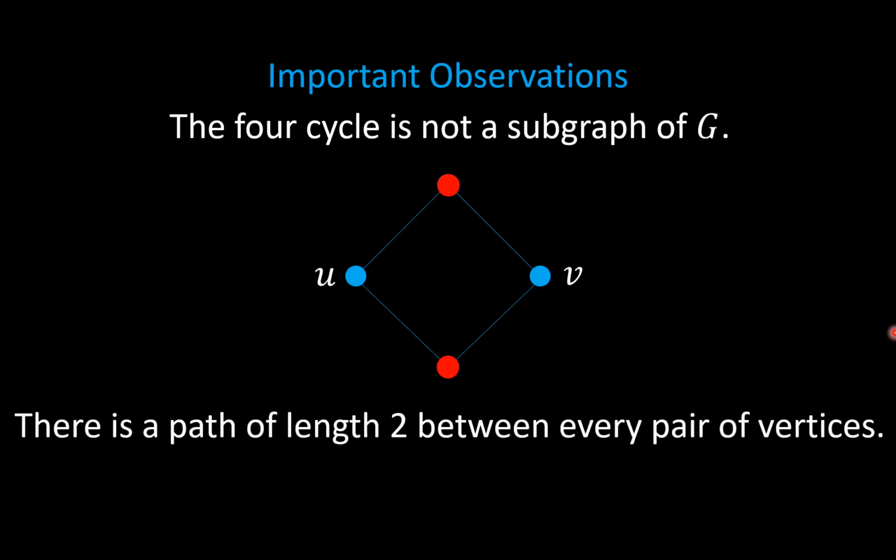The second observation to make is that there is a path of length 2 between every pair of vertices. And that's, again, very easy to see. Pick two vertices. If they're not adjacent, then, or actually even if they are adjacent, then they have a common neighbor. And with this common neighbor, it forms a path of length 2.